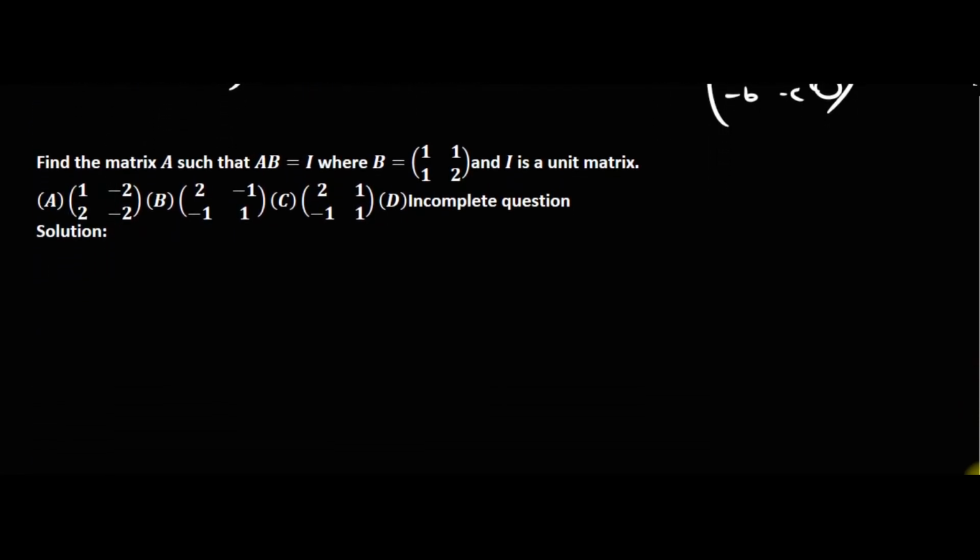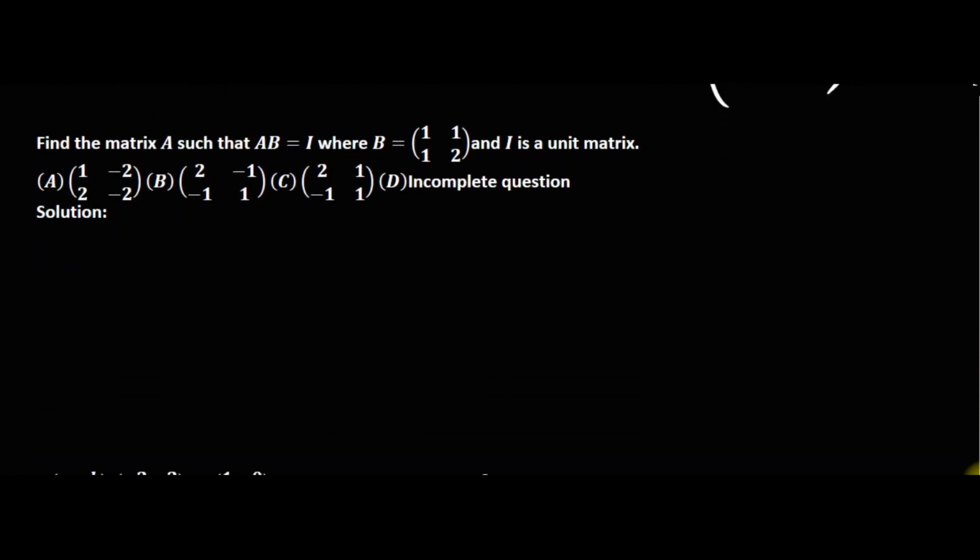So we are asked to find the matrix A such that AB is equal to I, where B is that, and I is a unit matrix. For the product of two matrices to be equal to an identity matrix means that they are inverses of each other. The product must be the matrix and its inverse. So from here, since B is this, A must be the inverse of B.